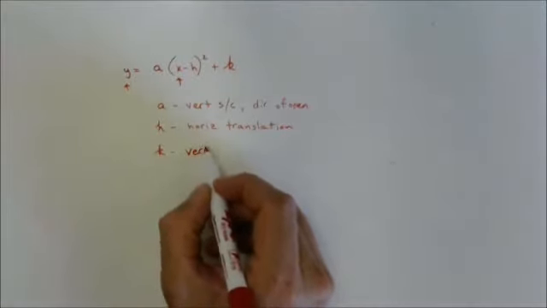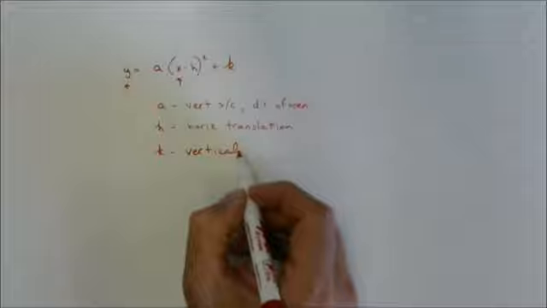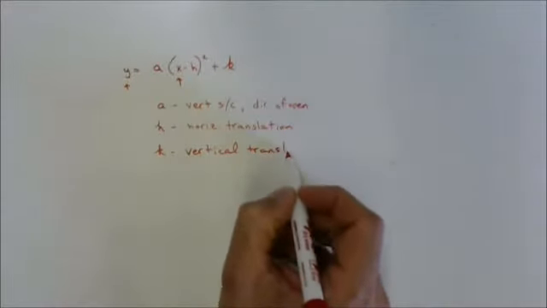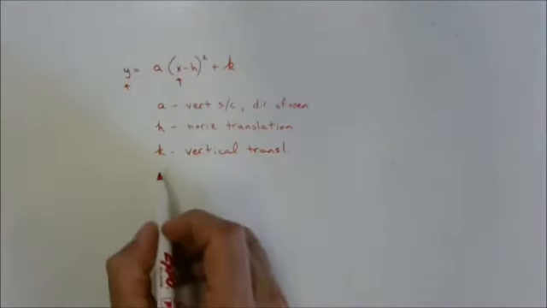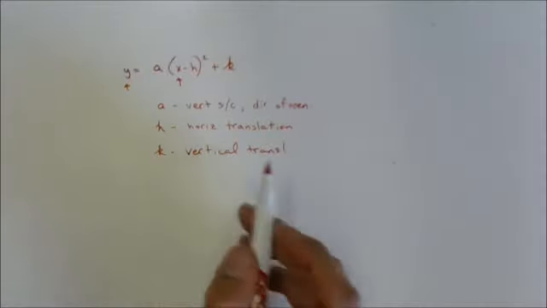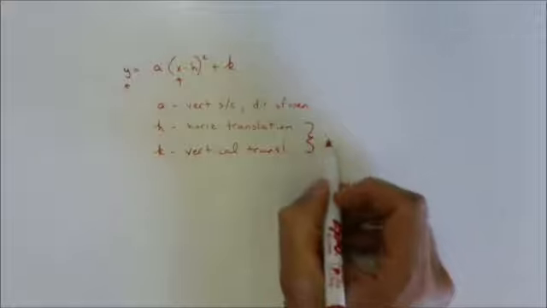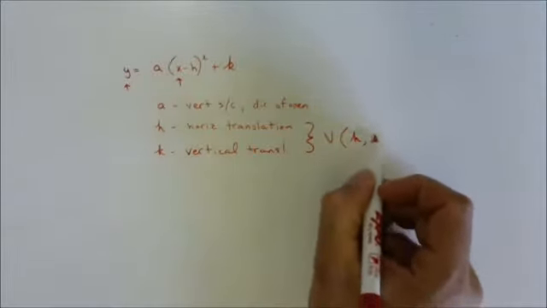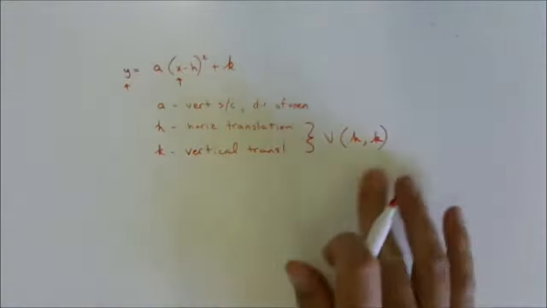There's only one option left, really. Vertical translation. K is the vertical. H is horizontal. Which tells us that the vertex is at (h, k). Okay, this is in the case of a parabola.